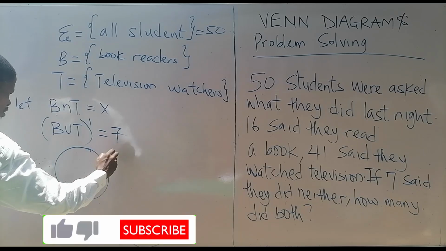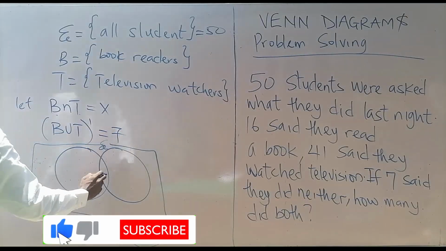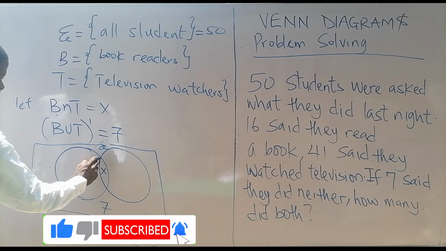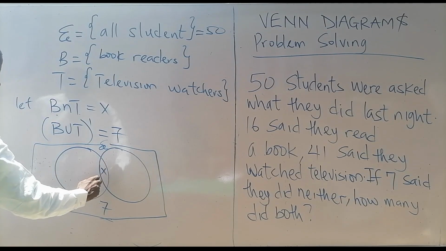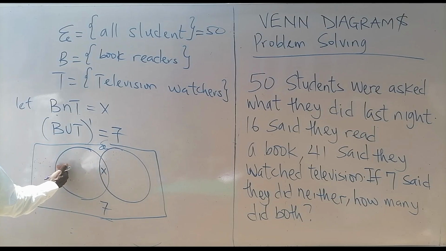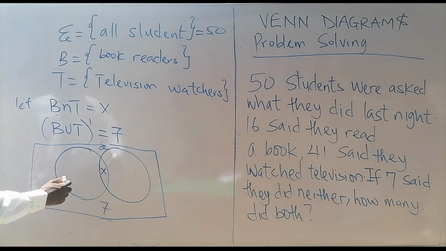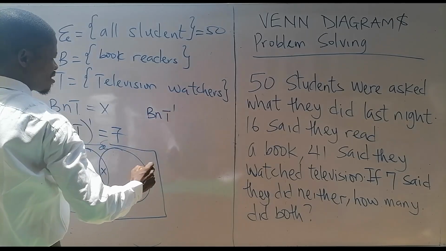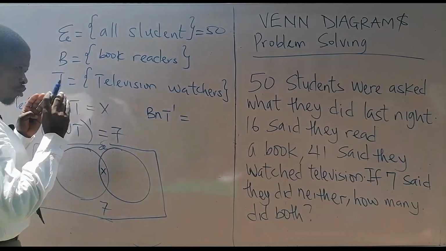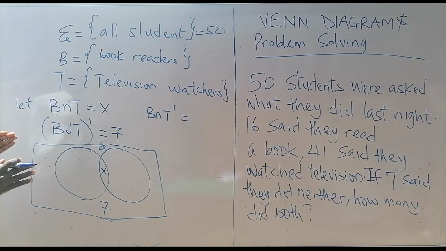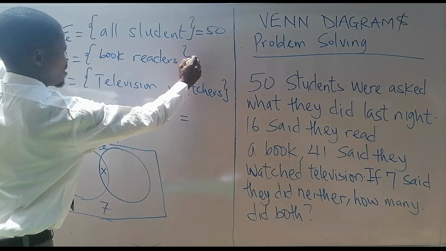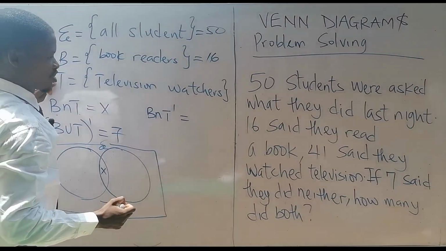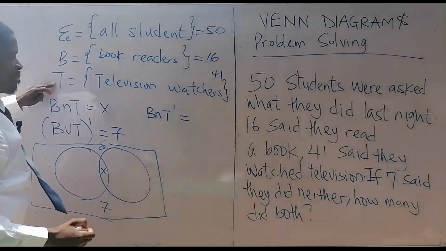We can place this information on the Venn diagram. This 7 will be outside. The intersection, where they overlap here, you're going to deduct from this place. So this place will be what? We are going to find B intersect T complement. That means we want to find the book readers only. The number of B, the book readers, we're given 16 for this one. Television watchers, 41 for that place.